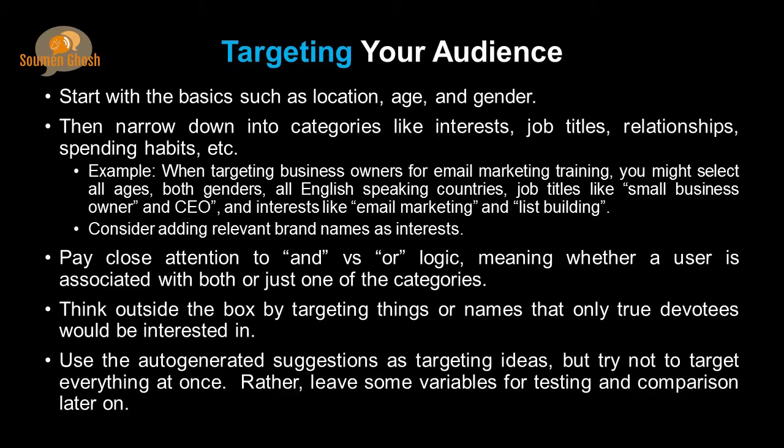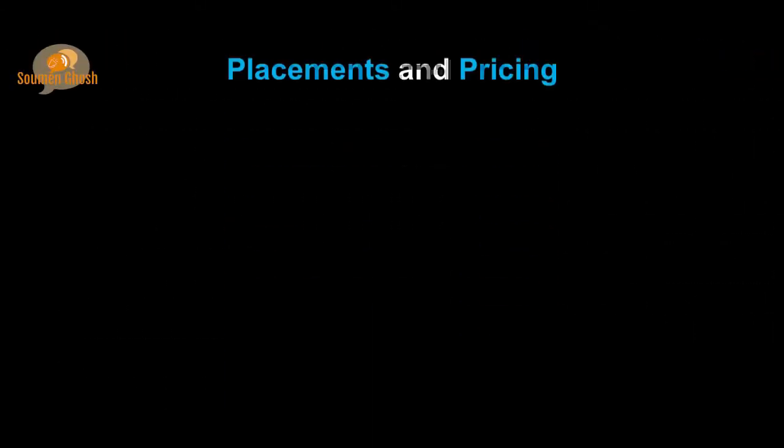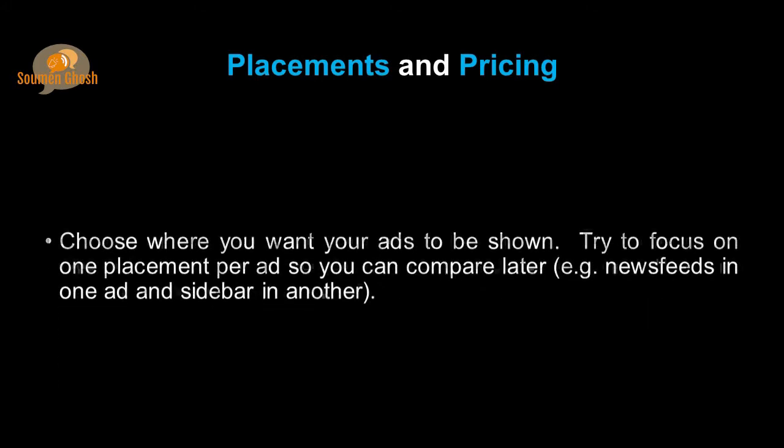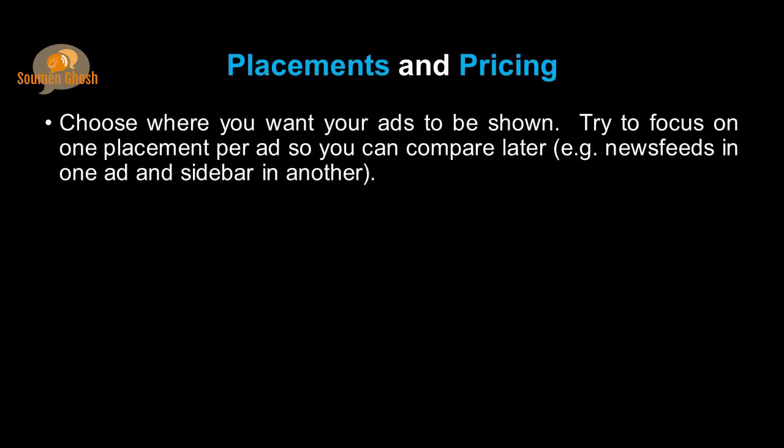Now once you've finalized your targeting, the next step is to decide on placements. Video 4 will cover testing different placement types, but for now, suffice it to say that you only want one placement per ad so you can later compare and determine which placement works best for you. For our purposes, let's choose desktop news feeds for this one.